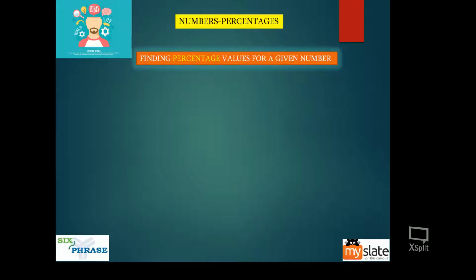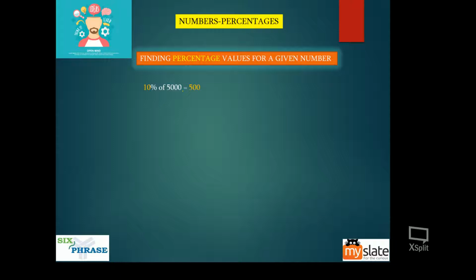Now, finding percentage values for a given number. 10 percentage of 5000 is 500. If you are asked to find 10 percentage of any number, I'm going to tell you a shortcut, guys. It is very easy. Right now the decimal point is here. I'll make it bigger. Right now, here is the decimal point, guys.